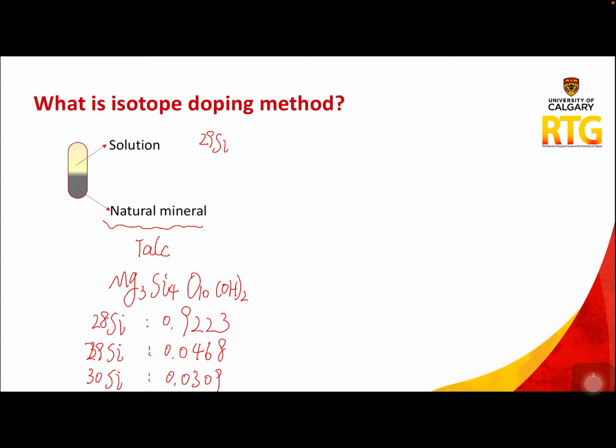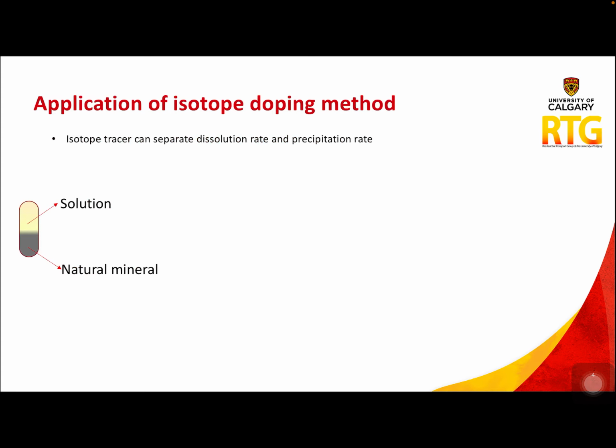So let's say the 29 is almost 100%. If there is any interaction between the mineral and the solution, it can be reflected by the isotope composition of the solution. Let's take this as an example, which also has the talc mineral in it. So the fraction of 28 in the mineral should be 0.9223, and the 29 in the solution should be 100%.